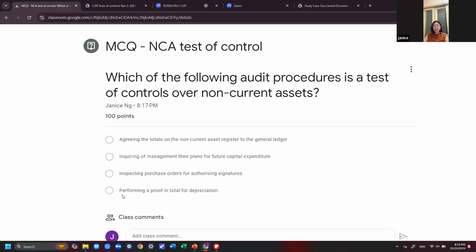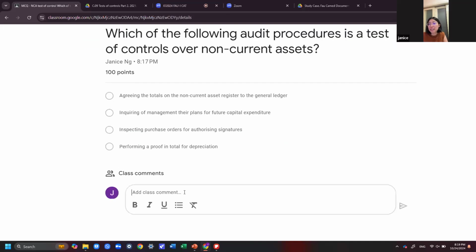What is a test of control again? Does test of control verify any numbers? We're focusing on numbers. No, right? We're only focusing on an action being done. But because we did the case study, which one do you think is the most obvious one that is a test of control? C, we check for authorizing signature. When we're checking signature, we're not looking at any numbers. It's mostly a test of control. So the answer here is definitely C.